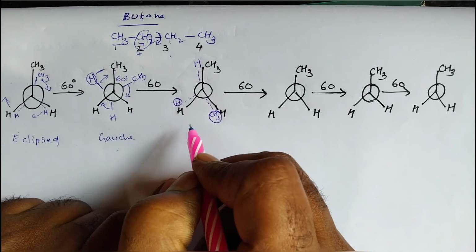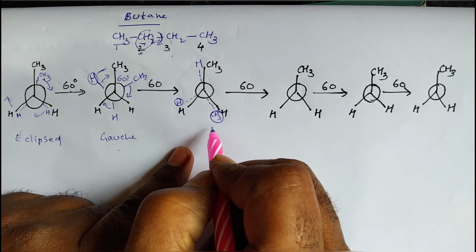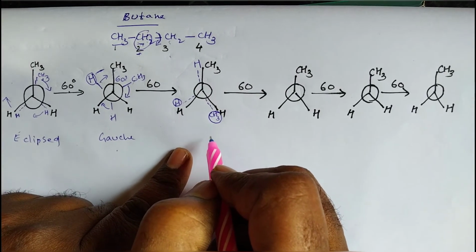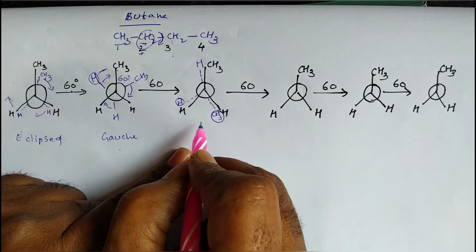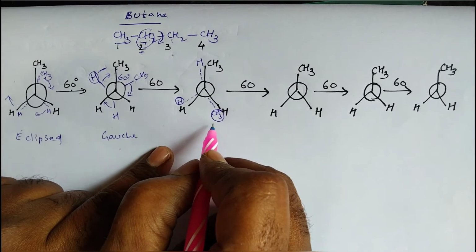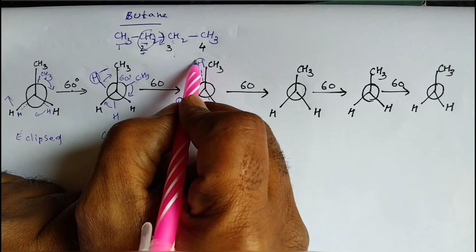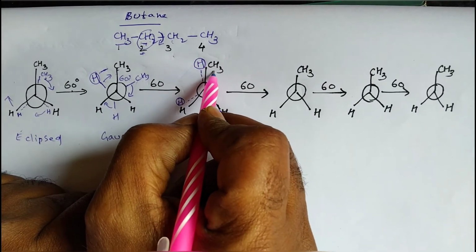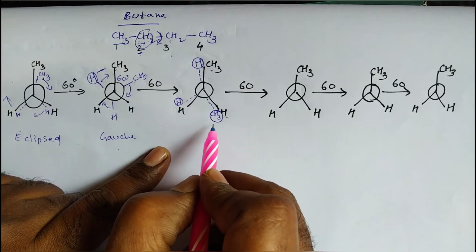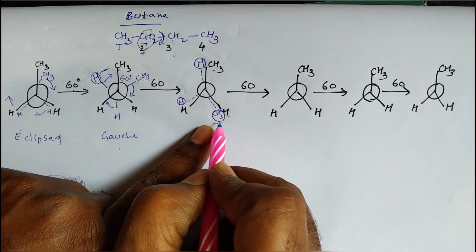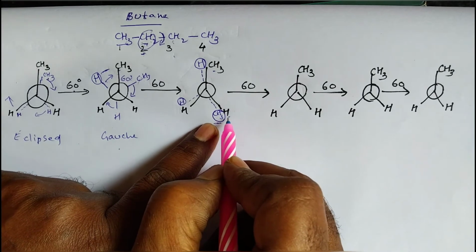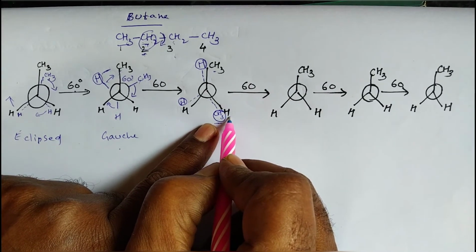Okay, now this is like an eclipse form only, but it is a partially eclipsed form. Why is it called partially eclipsed? When you compare the size of this hydrogen and the size of this methyl group, and the size of this hydrogen and the size of this methyl group. Here this methyl group is at the back, located at the back carbon atom, whereas this hydrogen is located at the front carbon atom.